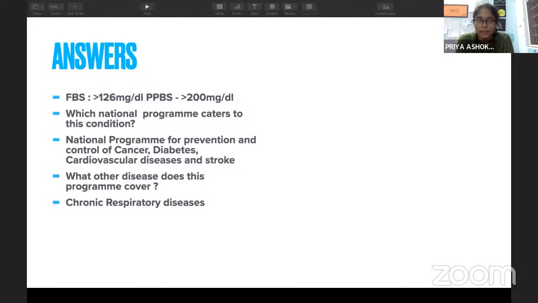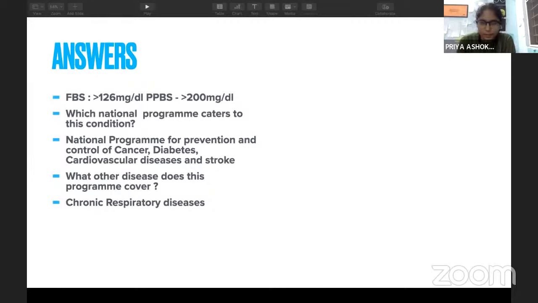And what other disease does this cover? It is chronic respiratory disease. But now, I gave you three. Just a point, there's also NAFLD, which has been included now. Yeah, NAFLD is also added. I didn't find it in the textbook, that's why I didn't. So you won't get 5 points for the last one, okay? The first one, 1 point. Second one, you'll get 5 points.